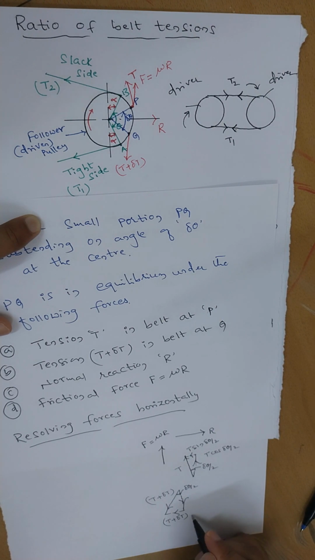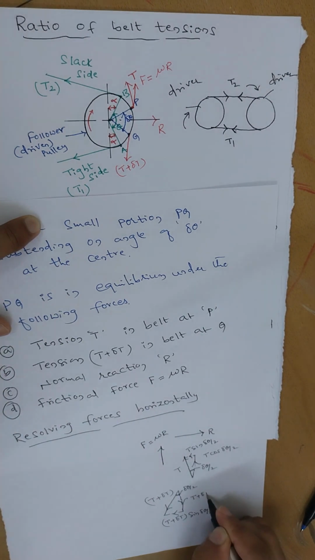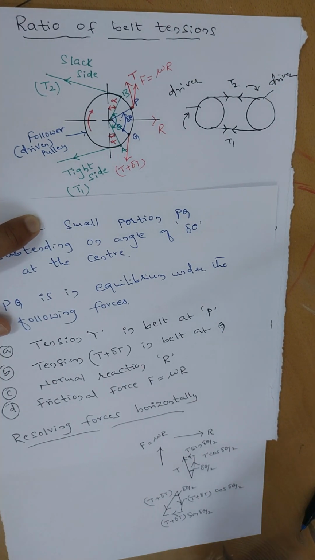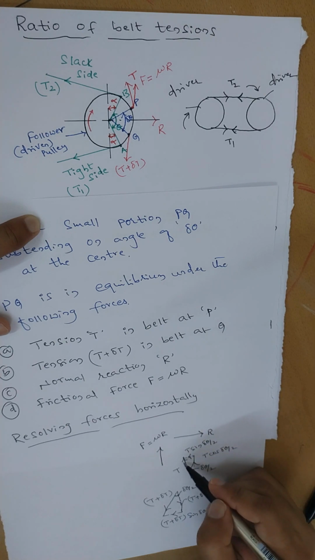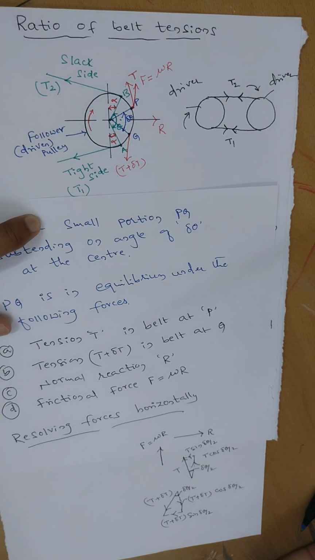(T + dT) sin(dθ/2) is the horizontal component. And how about this one? (T + dT) cos(dθ/2). Okay, so finished. These are the forces. This is one vertical, this is one horizontal, and T at P I resolved into two components. T + dT at Q I resolved into two components.